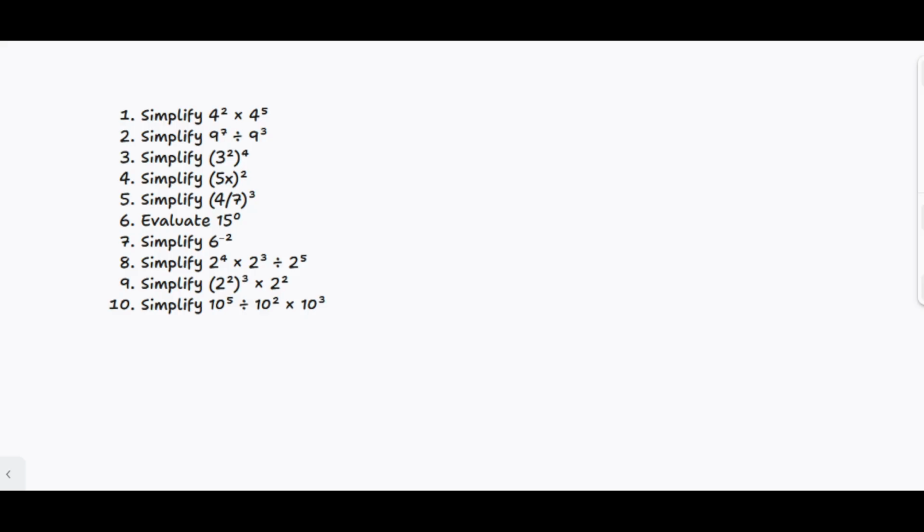Let's begin with question 1. Question 1 says, simplify 4 raised to the power 2 times 4 raised to the power 5. The rule says, when you are multiplying numbers of the same base, just simply add up their indices. So we have 4 raised to the power 2 plus 5, which will give us 4 raised to the power 7. And that is our final answer.